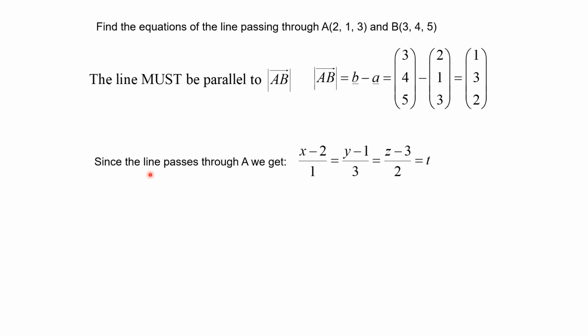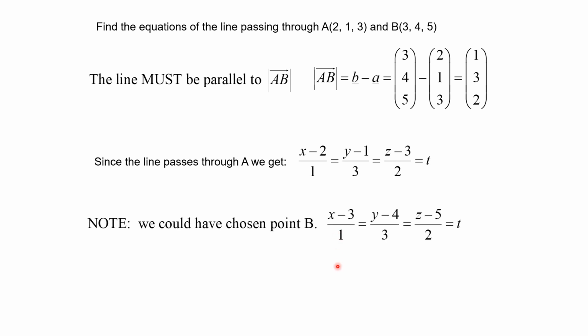Since the line passes through A, we can also use point B, okay, but now we choose to use point A. So since the line passes through point A, the point for A will be 2 for your x1, your y1 will be 1, and your z1 will be 3. So it's x minus 2, y minus 1, and z minus 3, all right, over the direction vector. So we already found the vector that is parallel to line AB, right? That is 1i, 3j, and 2k. So it is 1, 3, and 2 over here, and it should equal t. This is the symmetric form of the equation.